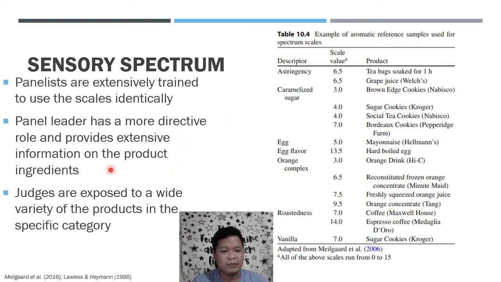And is also responsible for disclosing information regarding the product. Meanwhile, the judges should be exposed to a wide latitude of products under that category so that even if those are not the samples you will test, you still have an idea of the parameters and how those different descriptors appear on various similar products.